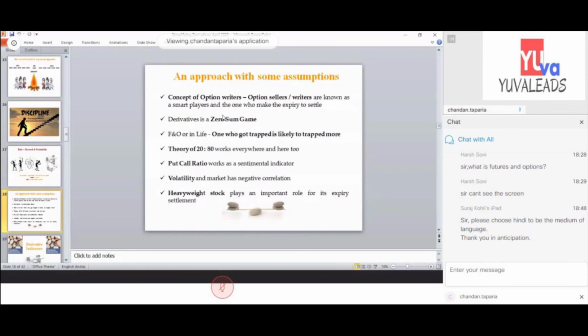Now, let's say towards the expiry, the average of Nifty is 9,000 and we are at 9,000. So what is the conclusion? The conclusion is the market is not going to move anywhere. It's likely to stay here only because no one is trapped. So why should the market move up or down? Then there are some concepts regarding the put-call ratio, volatility, and heavyweight counters. I'll just talk about the heavyweight counters and the index movement and the Bank Nifty movement.